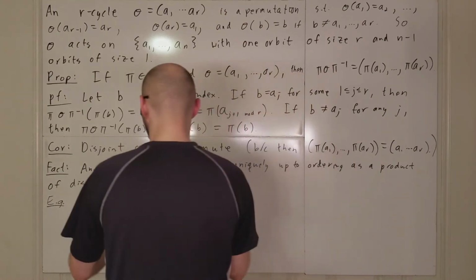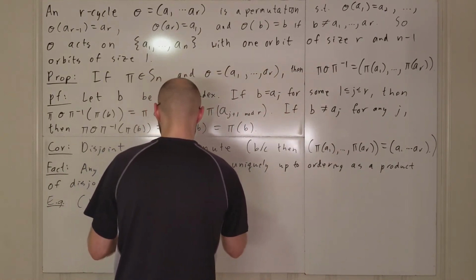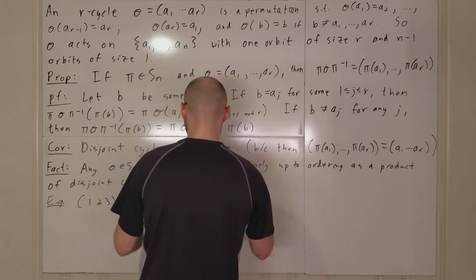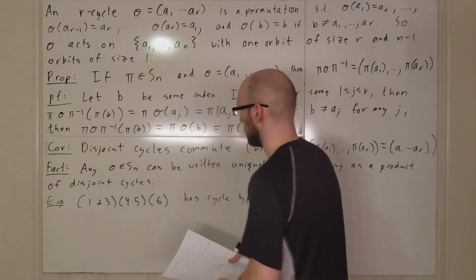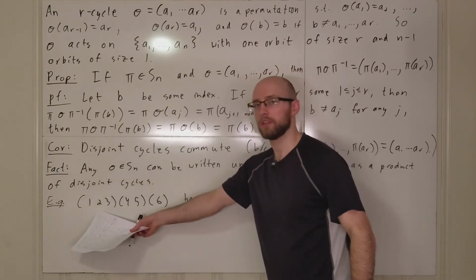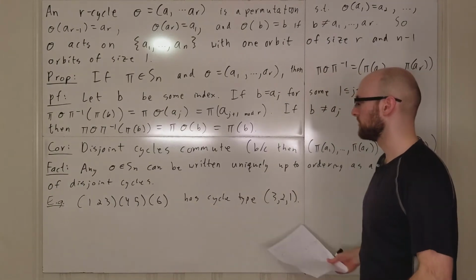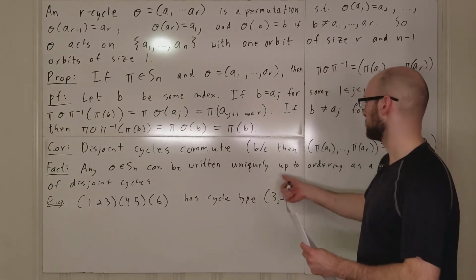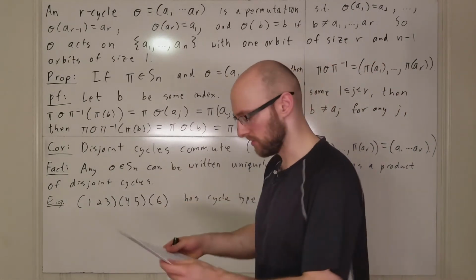Okay? So this has cycle type 3, 2, 1. And that's because we've got the 3 here, the 2 here, and the 1 here. And we write them in descending order just because it's unique up to ordering, so we choose a convention and we stick with that.